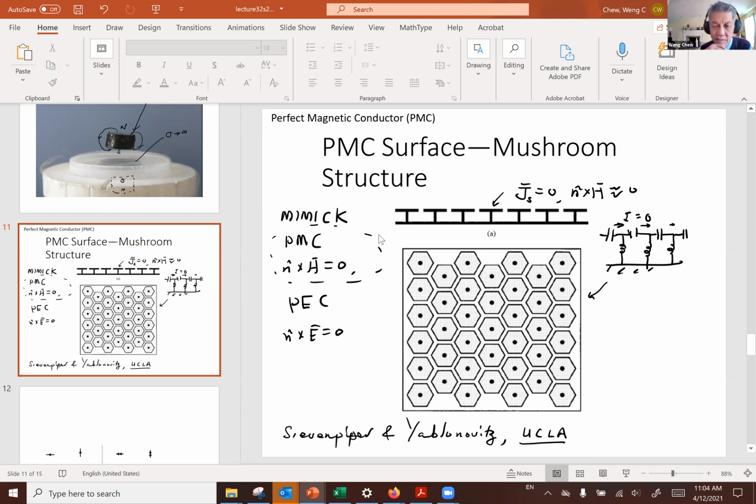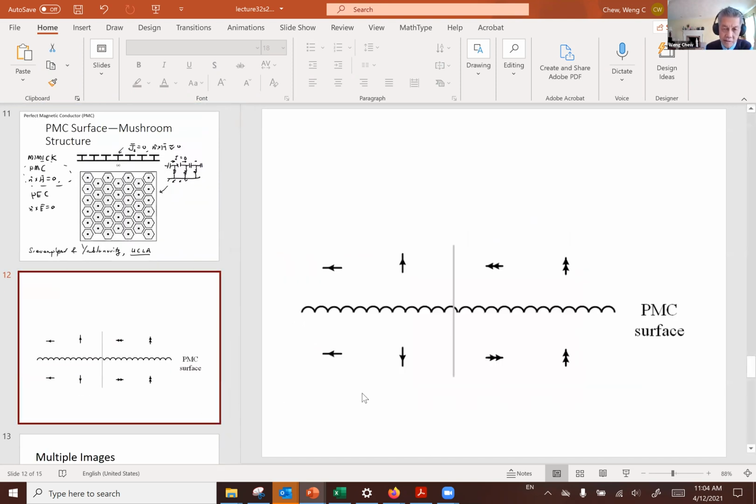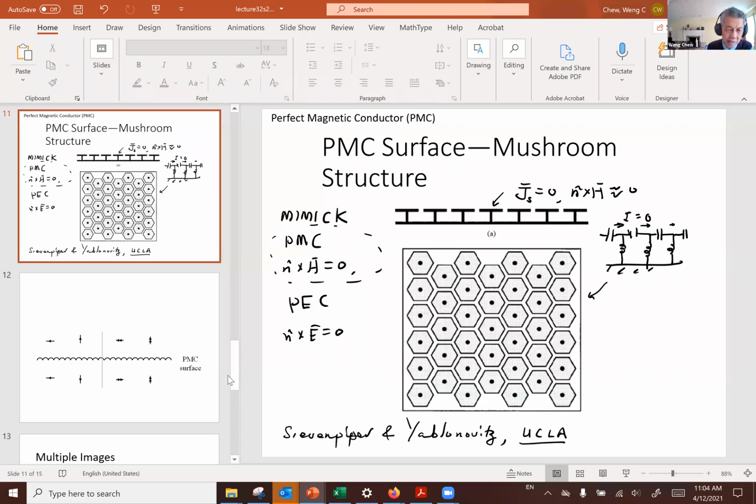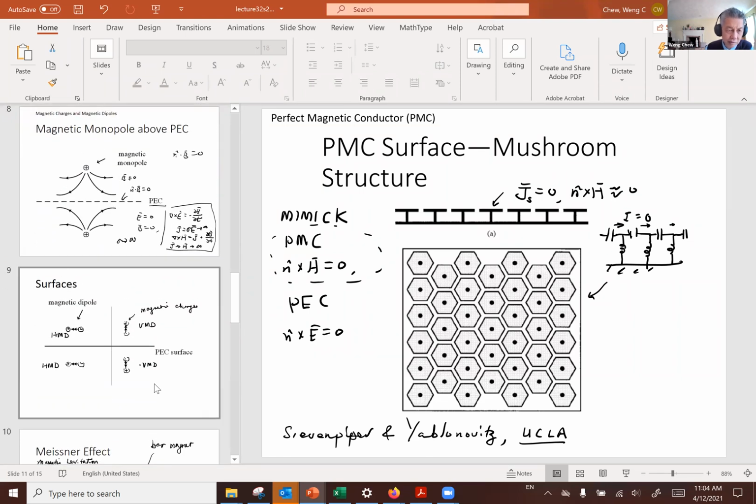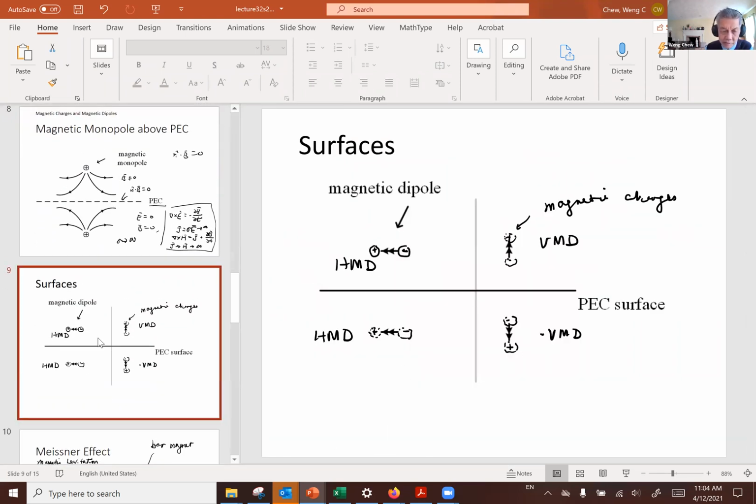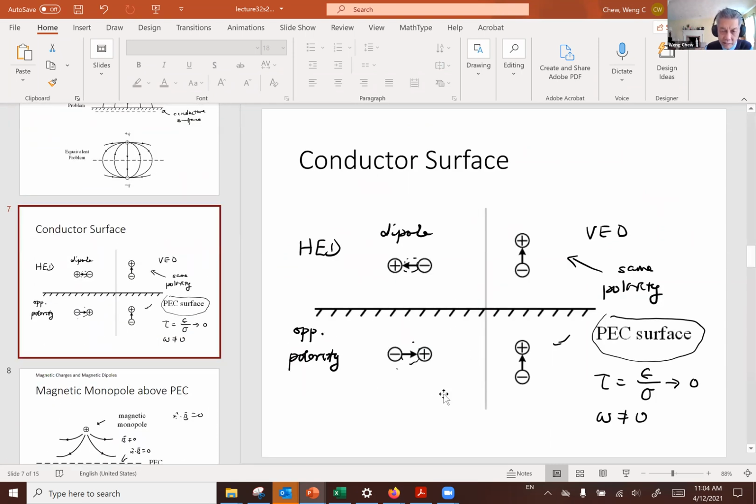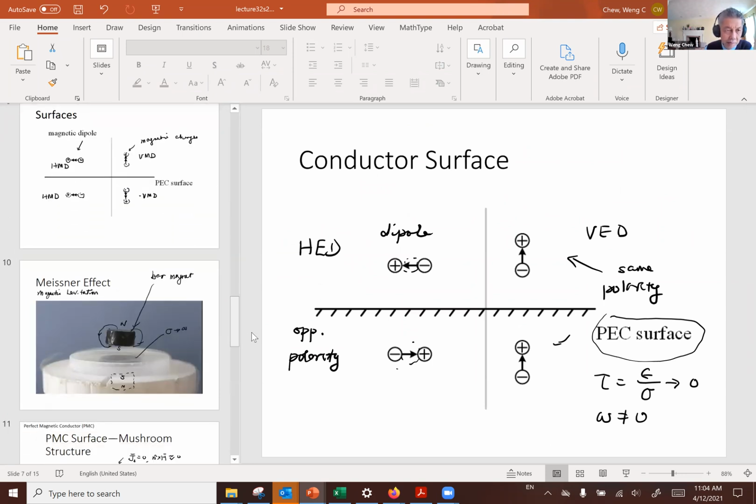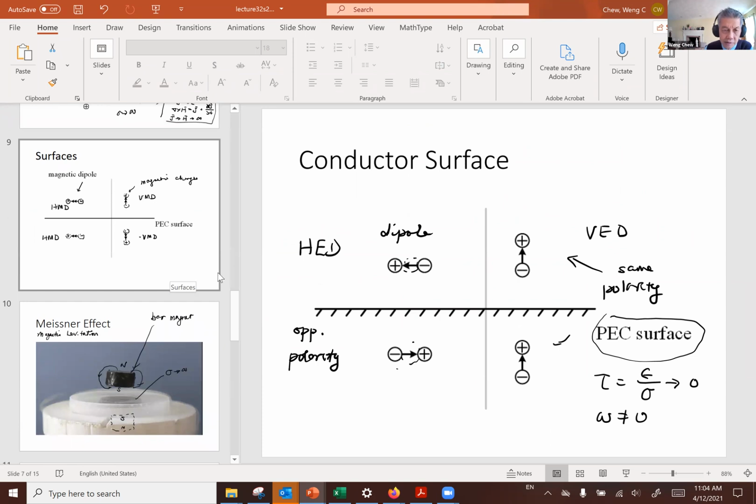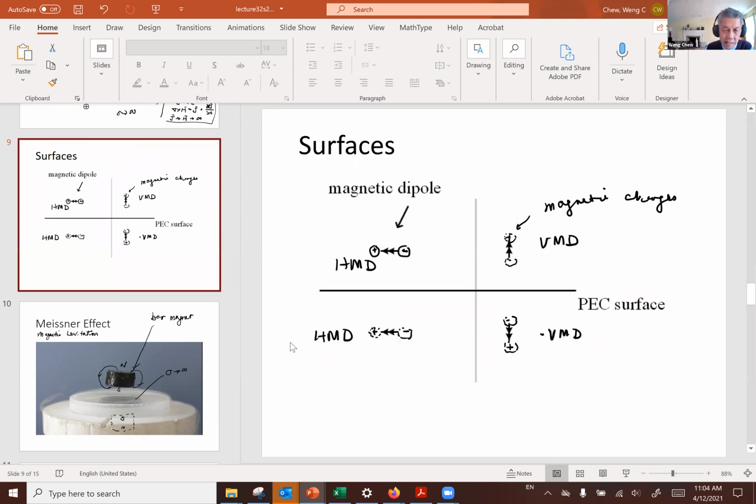Are there any questions regarding this structure? Okay, if no questions, then let's go to the image theorem for PMC surfaces. We have so far talked about PEC surfaces, and we figured out how to reflect images on the PEC surface by using simple image theorem. And we also did that for electric dipoles as well as magnetic dipoles, which is what we have here. Electric dipoles, and then we have magnetic dipoles.